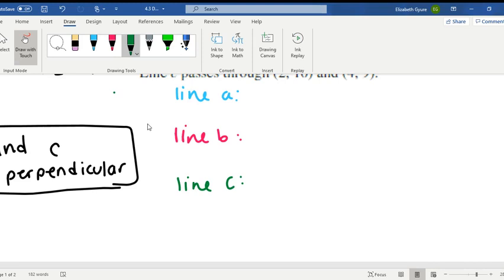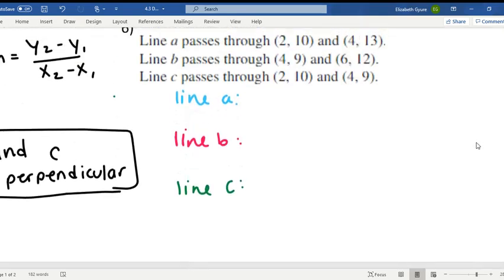Phones away, please. Pay attention. Let's look at line A. So for line A, we're looking at the points 2, 10, and 4, 13. Brooklyn, help me find the slope of A. 13 minus 10, and then what about on the bottom? 4 minus 2, good. That should have given you 3 over 2. Line B, Corey, help me out with line B. We got 4, 9 and 6, 12.